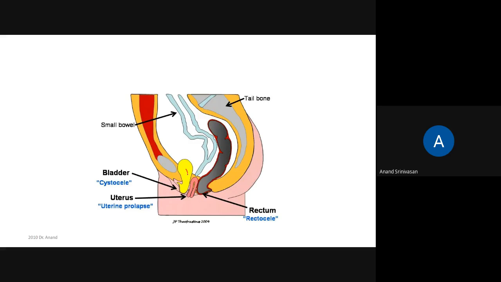If the bladder descends, it's called cystocele. If the uterus descends, it's called uterine prolapse. If the rectum descends, it's called rectocele. So there are different degrees: first degree, second degree, different grades in which this uterine prolapse can be graded. That you will see in your clinics. Primarily this is to explain to you the importance of the perineal body.